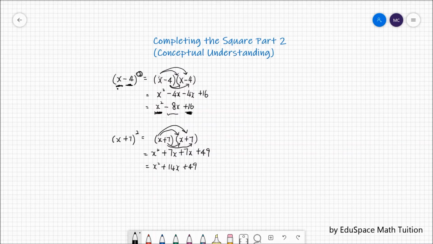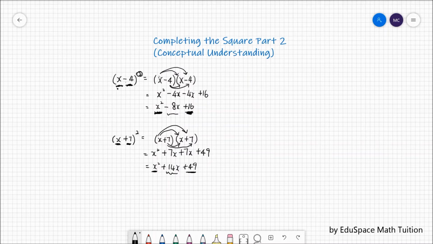Again, let's verify whether our first term and the last term tally in this example. X, if I square, I really get x squared. Positive 7, if I square, I really get positive 49. So let's now focus on the middle term. How do we actually get the middle term? Did you realize that it is actually easy?